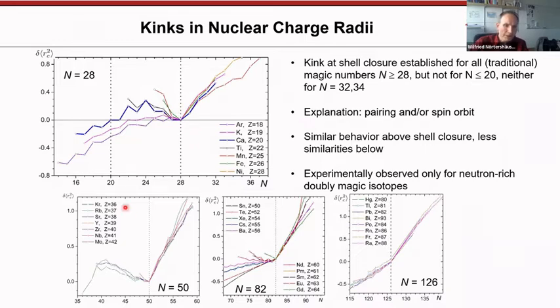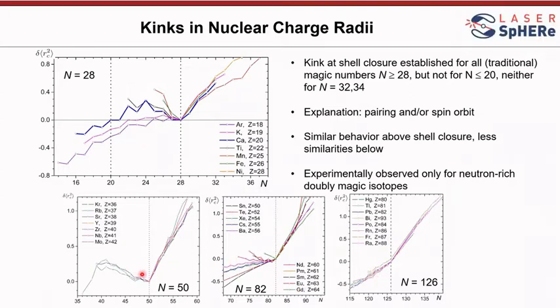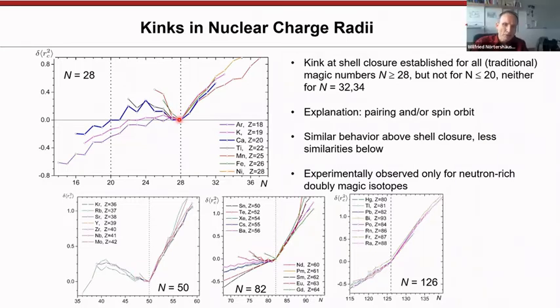What you see here is the kink at magic neutron numbers, which is well established. We discussed this also in Paul Gert's talk yesterday, here for the lead region. But you see it everywhere, at every classical magic neutron number above 28. It's not there at N equals 20, and it has also not been shown on any lower ones. Neither on the new magic numbers N equals 32 or 34, which are believed to be new magic numbers in the calcium region.